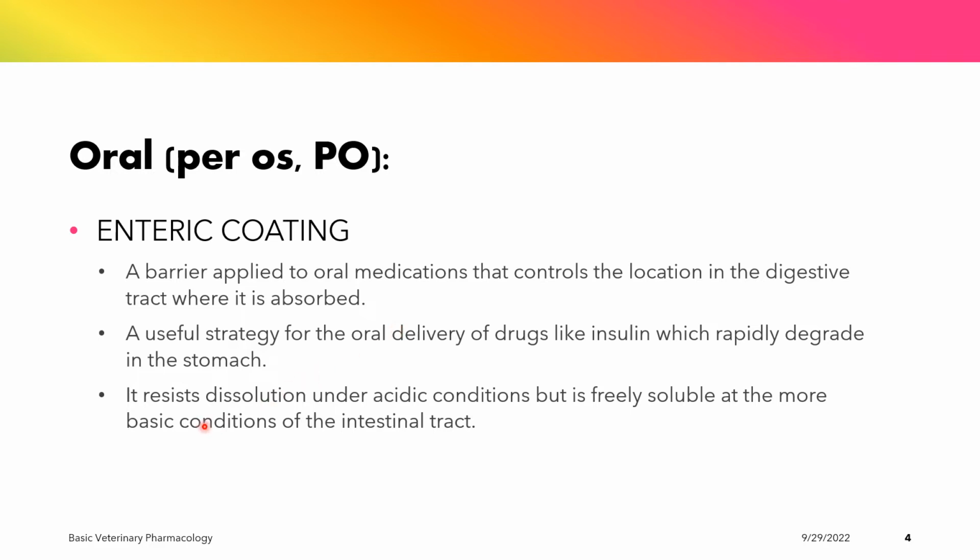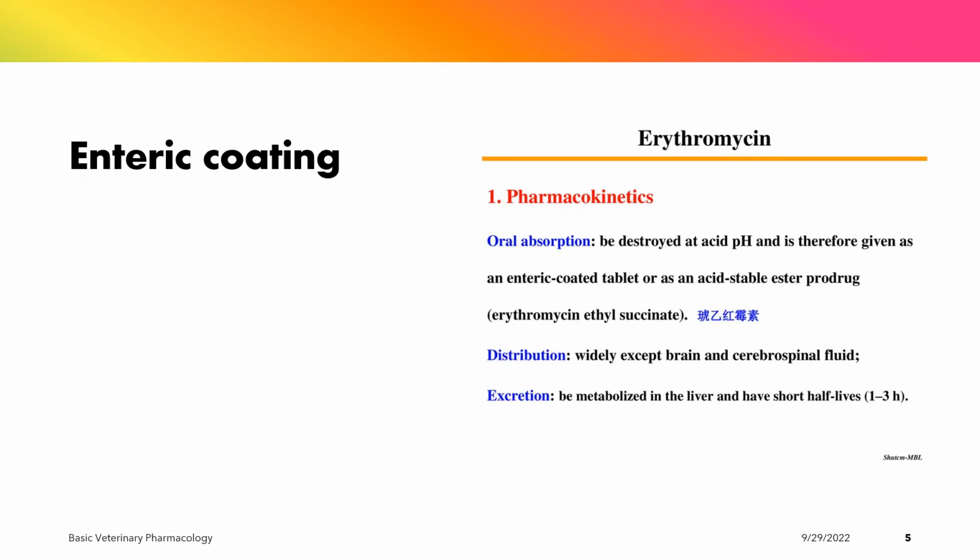The coating resists dissolution under acidic conditions, but it is freely soluble in the more basic conditions of the intestinal tract. Enteric coatings are employed when the drug substance is inactivated or destroyed in the acid secretion of the stomach, or is particularly irritating to the gastric mucosa, or when bypass of the stomach substantially enhances drug absorption. Those are some of the reasons why enteric coating is very important for orally administered drugs.